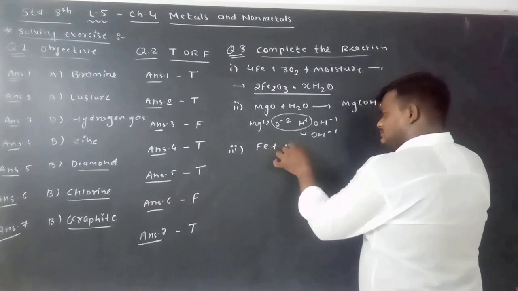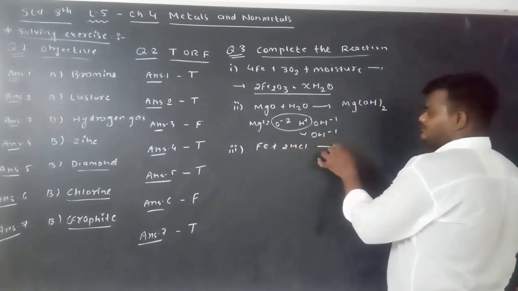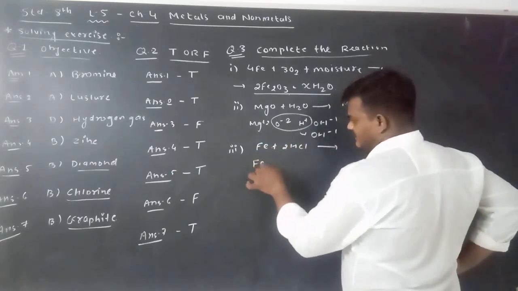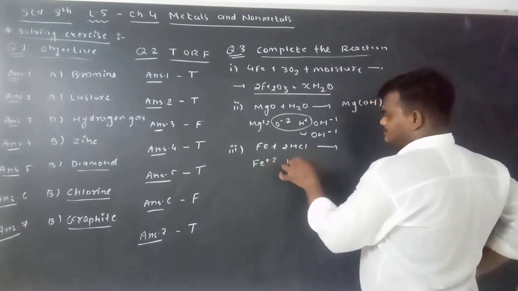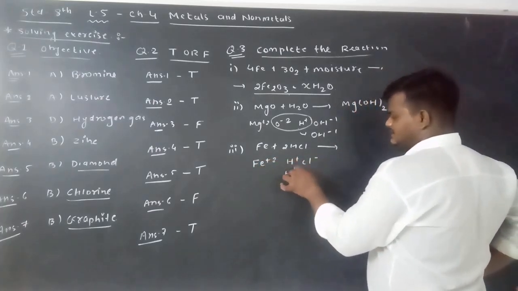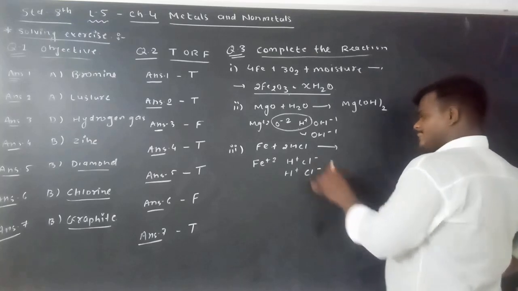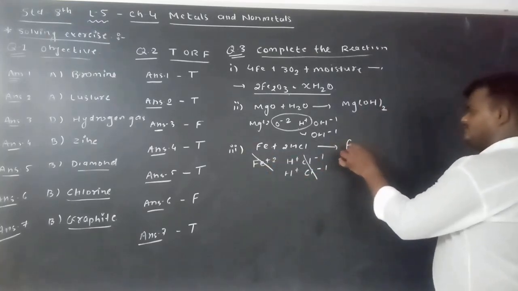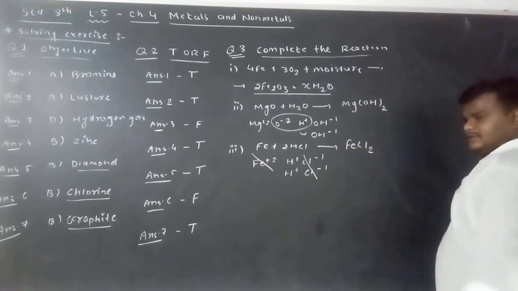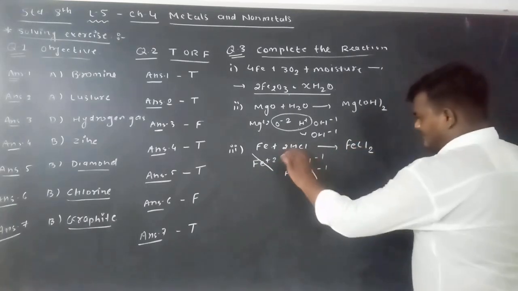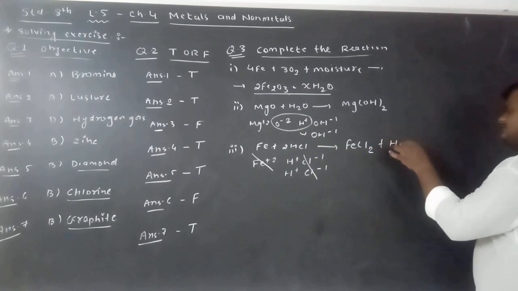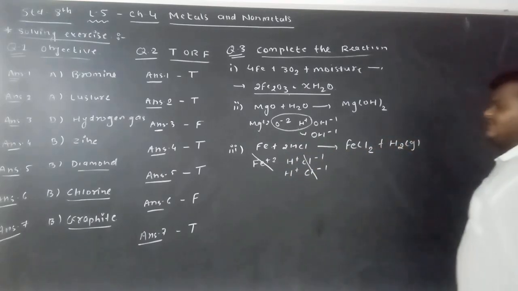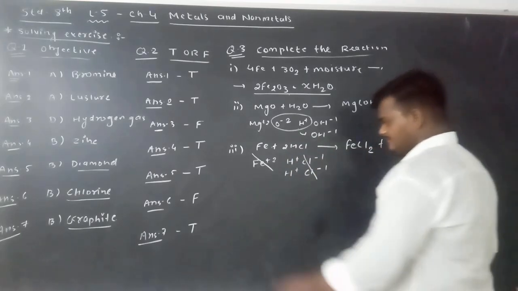The third reaction is given in your textbook: Fe + 2HCl. What does it give? Fe has valency +2, and H+ Cl-, H+ Cl-. So -1, -1 is -2 and this +2 gets cancelled out and forms FeCl2. The hydrogens combine with one another and form H2 gas. So this is the product.